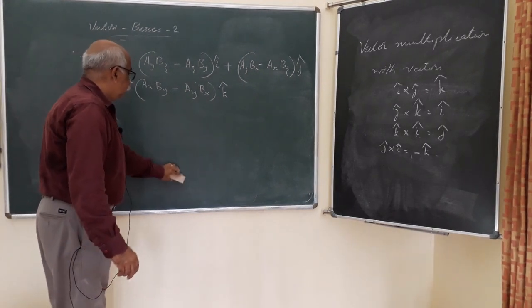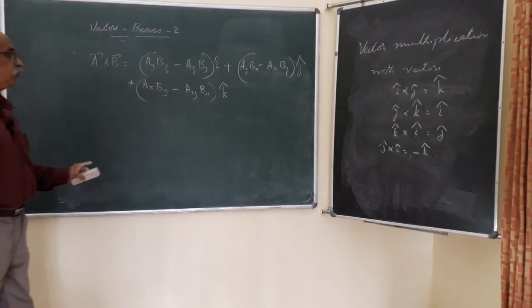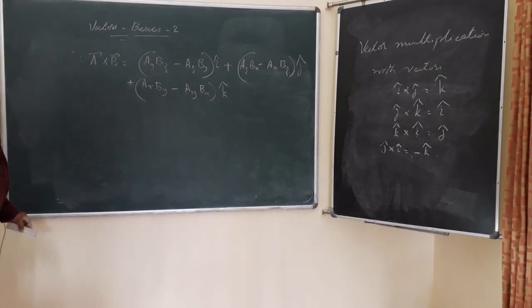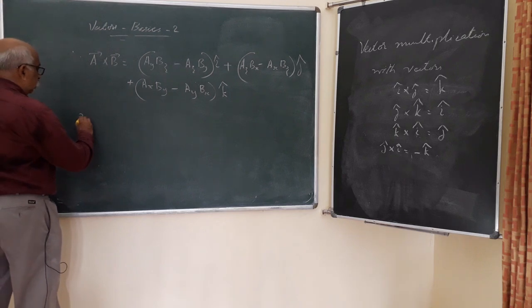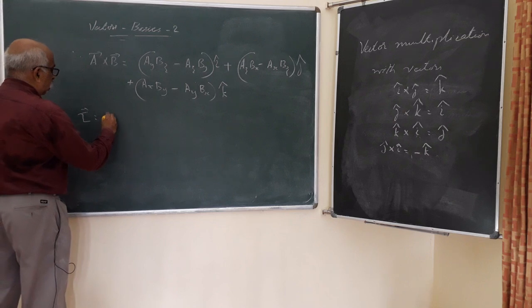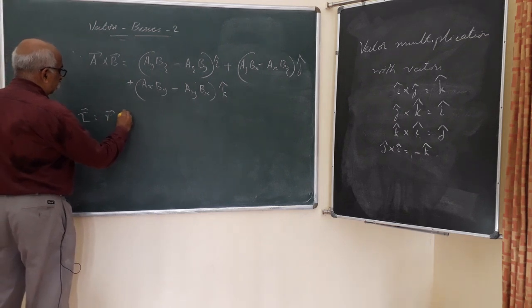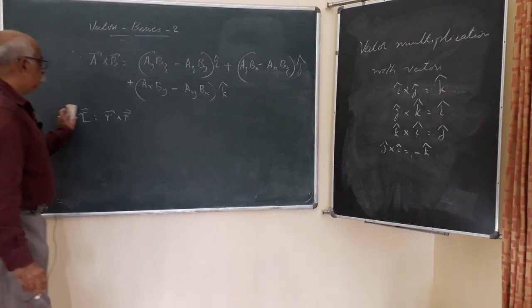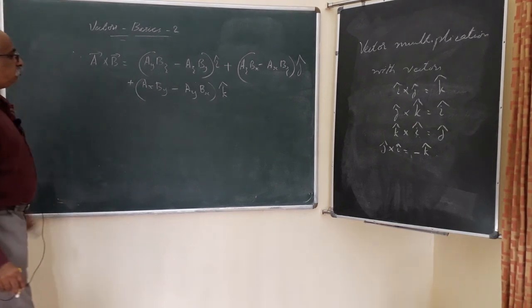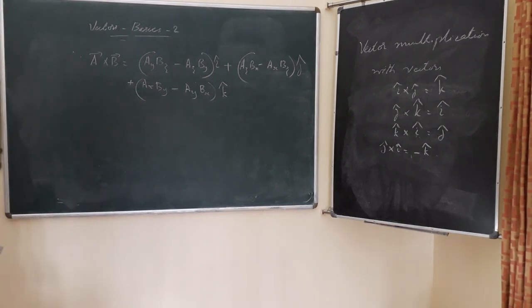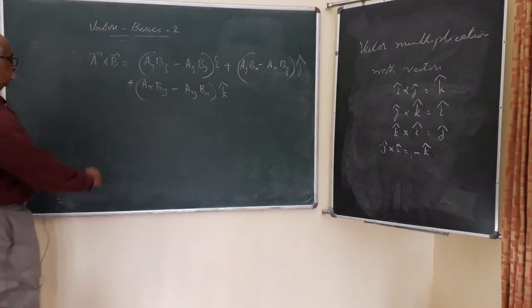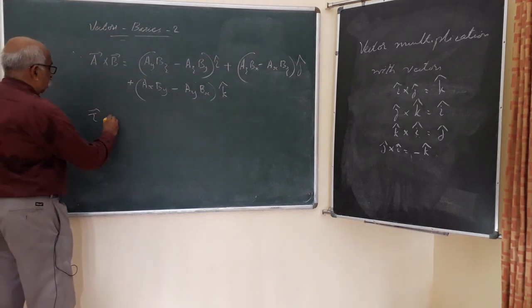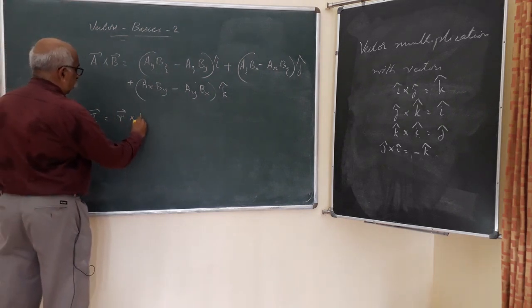And there are several physical situations where we have to find the cross product of two vectors. For example, torque vector is equal to R cross F. Sorry, R cross F. So torque is R cross F.